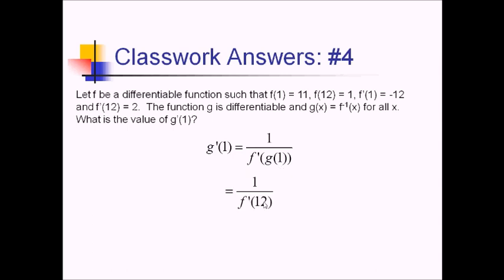Now we need to find f prime of 12. Well, they gave us that right here. F prime of 12, they said, is 2. So this comes out to 1 over 2.